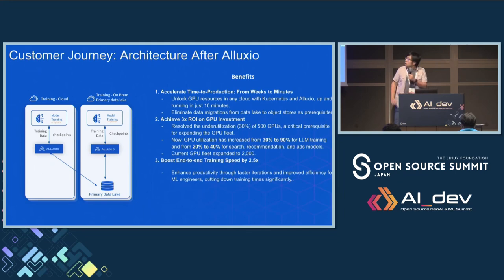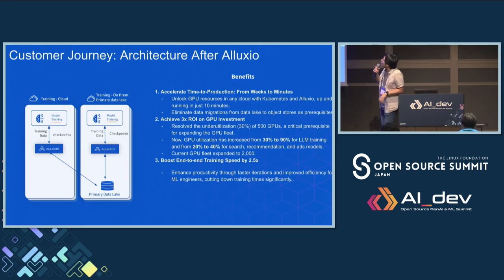So what they have achieved is to use Alluxio here as a caching layer. You can think of it as a proxy for this data lake. It's a virtual data lake in each training cloud. In this case, the training infrastructure goes to Alluxio to access data, and if the data is hot, it will be residing in Alluxio.